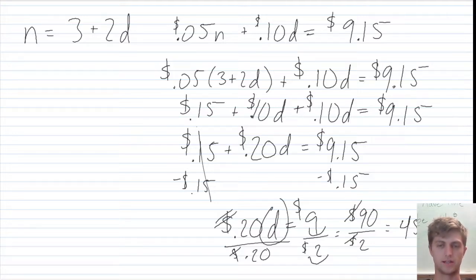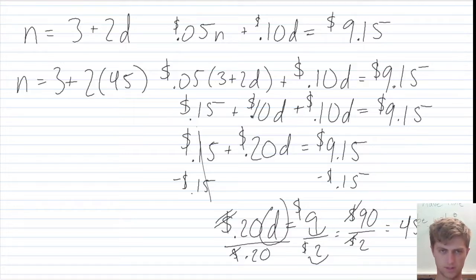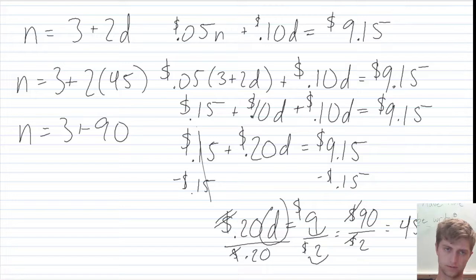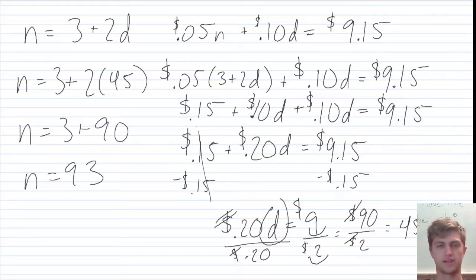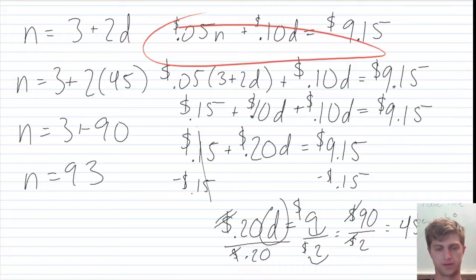Okay, so we know that the number of dimes equals 45, and to figure out the number of nickels, we can plug it in up here. 2 times 45 is 90, and then the number of nickels equals 90. And remember, these values of N and D are the only values of nickels and dimes that will make both of our original sentences true. That's what makes them special.